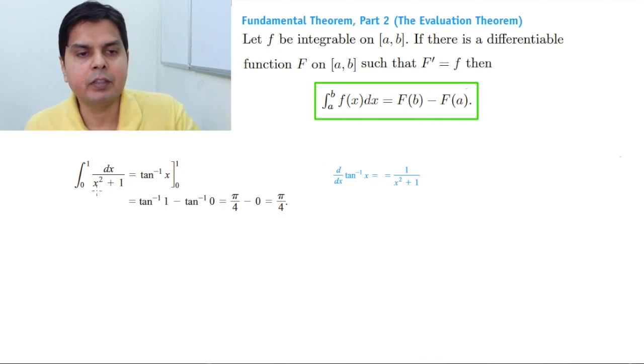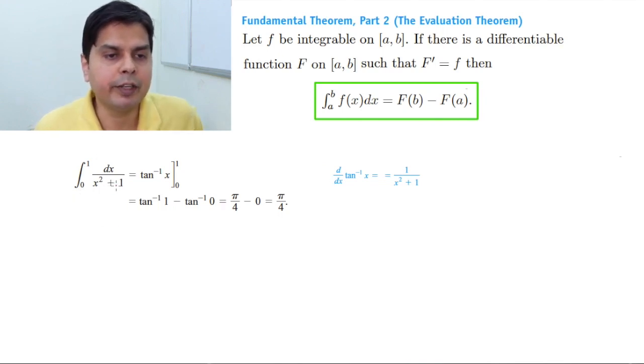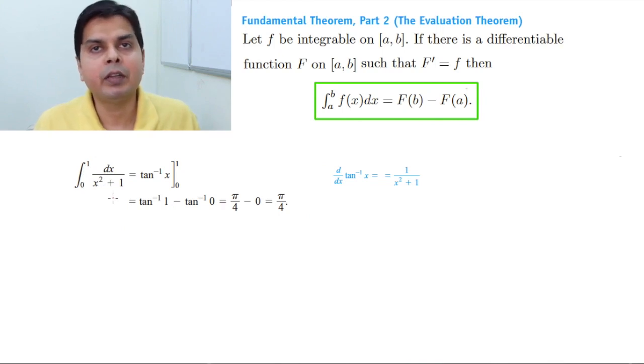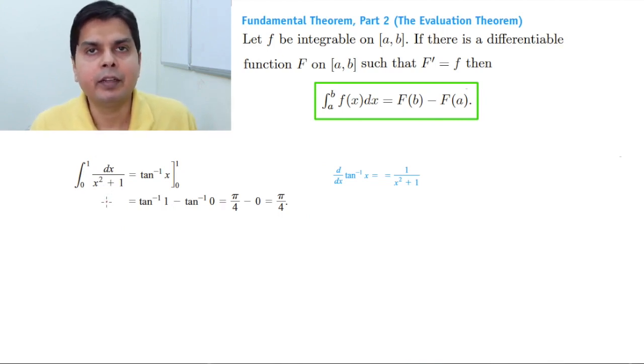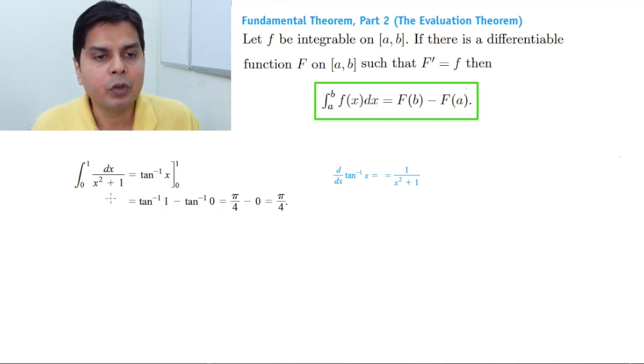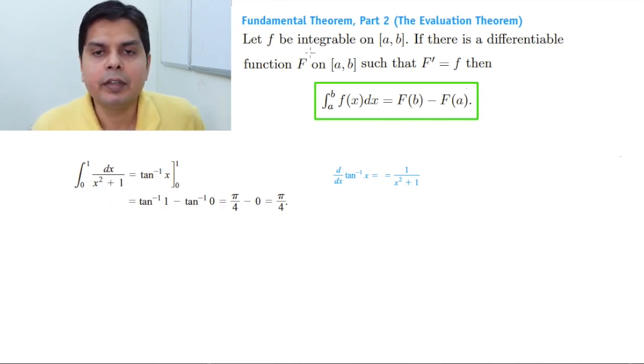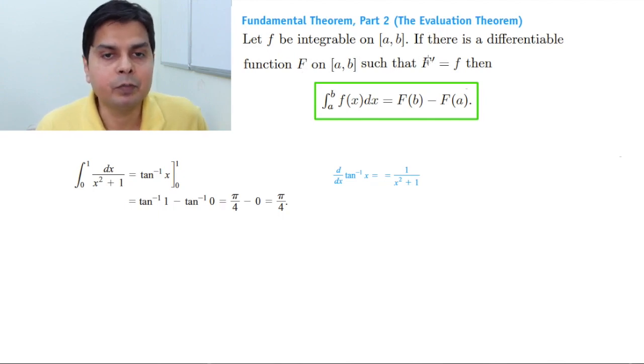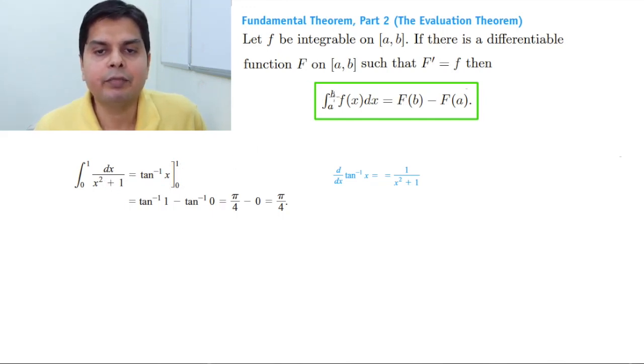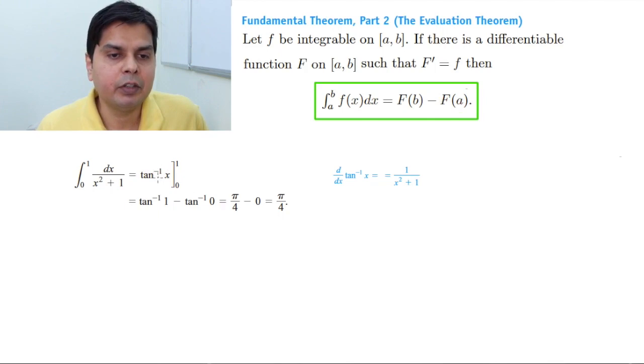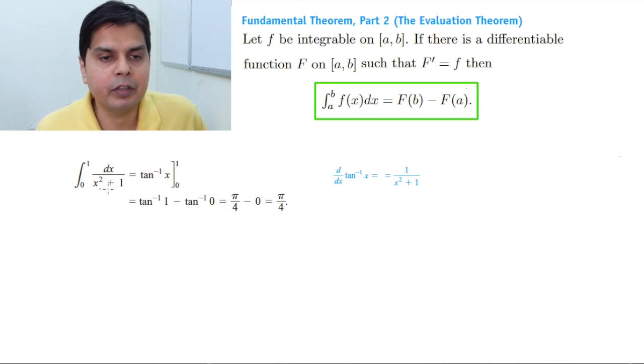So basically this theorem says that suppose I have to find the integral from 0 to 1 of dx by x square plus 1. I can use the method of taking it as a limit of sums, the long method, or a very simple method: I should find a capital F whose differentiation is equal to this. Once I have found that function, I find the value of F at the upper limit minus F at the lower limit. So you see, tan inverse x is a function whose differentiation is equal to 1 by x square plus 1. So this integral will be tan inverse 1 minus tan inverse 0, which is equal to pi by 4. Very simple.